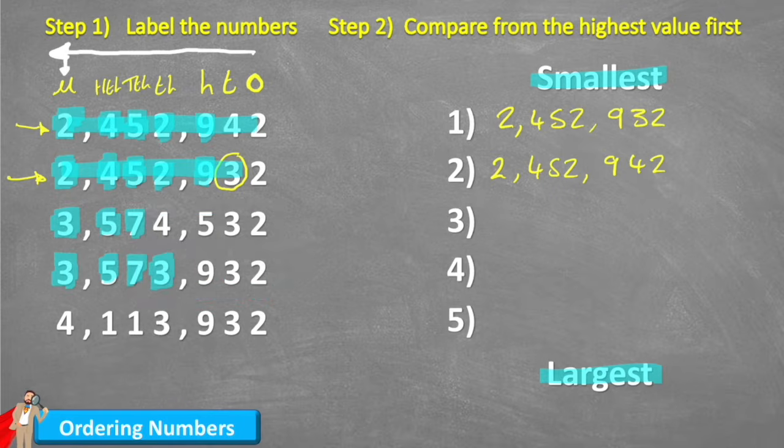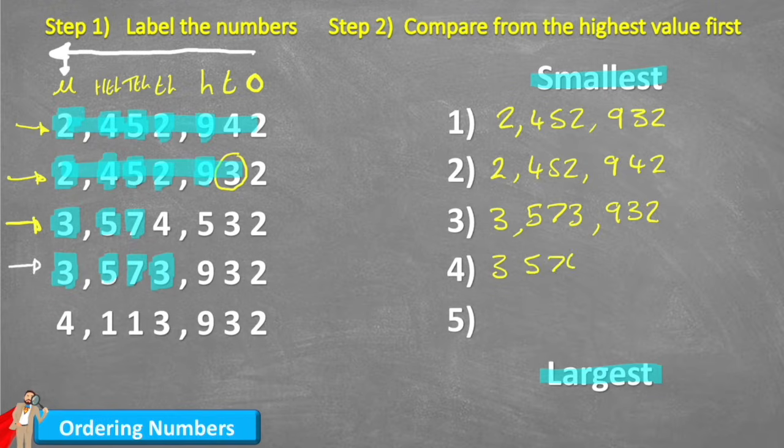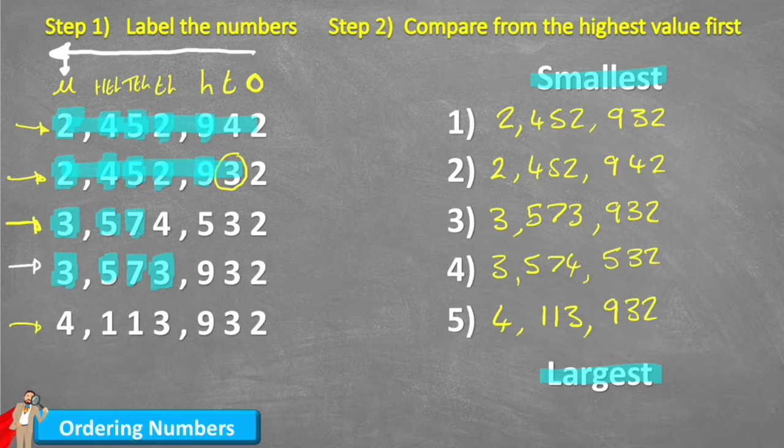So my next smallest number will be this one just here, which is 3,573,932. And again, just like before, now I know that this one must be my next smallest at 3,574,532. And that only leaves me one last one, which is 4,113,932.